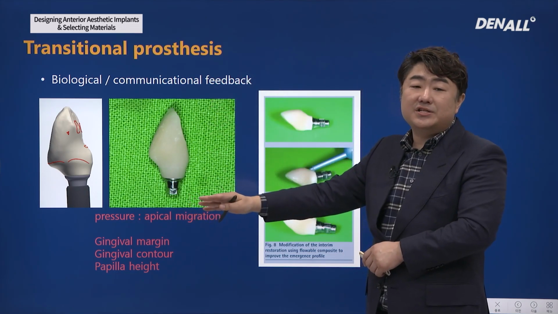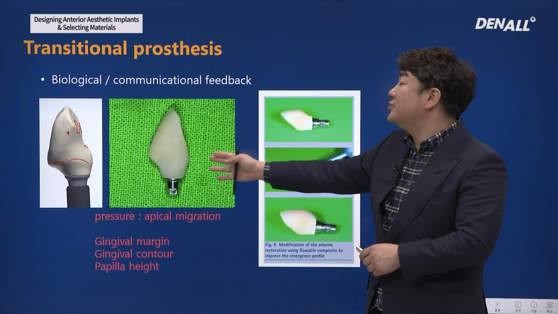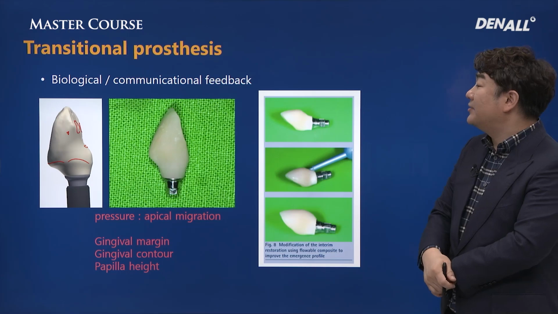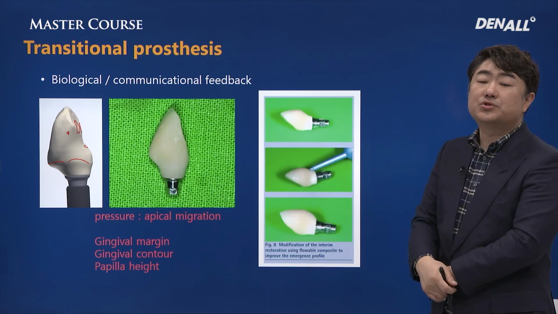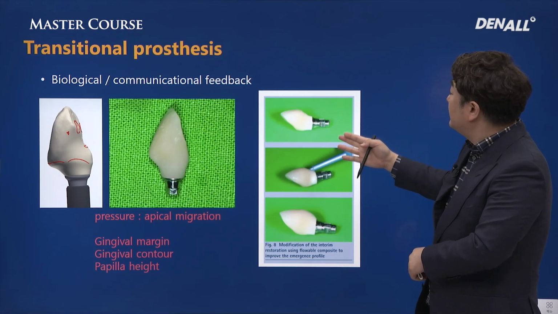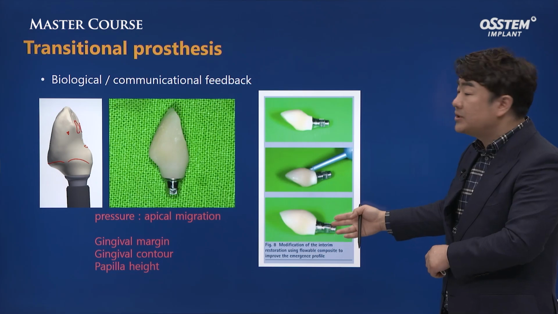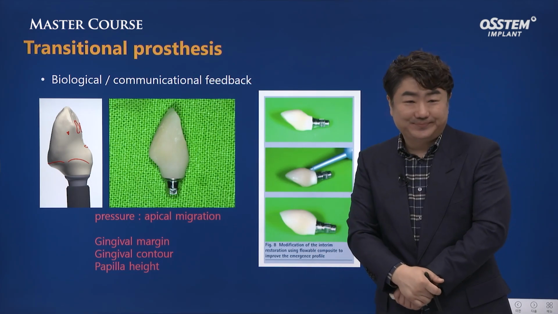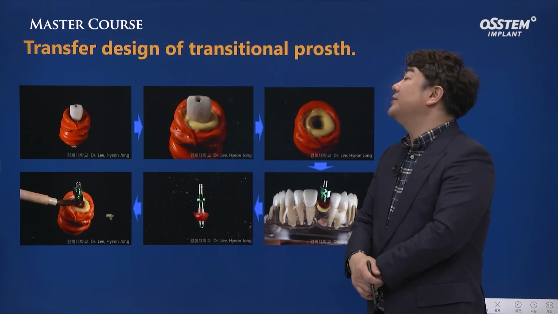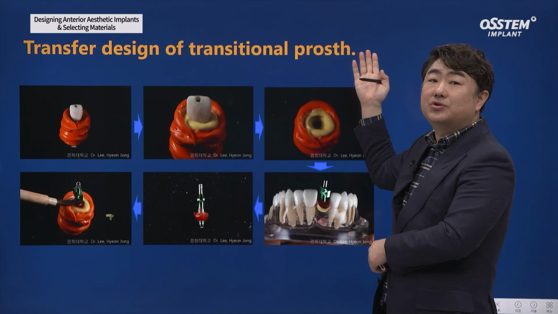When appropriate pressure is applied, there's an apical migration of gingiva, and we can adjust the position and we can adjust the papilla as well. We can get the biological and communicational feedback and then get the final prosthesis design. As we all know, adding resin to the temporary is not a difficult thing. Once the transitional prosthesis design has been completed, we need to get the same emergence profile with the final prosthesis as well.